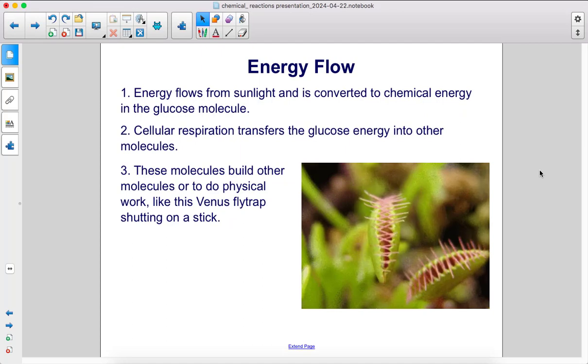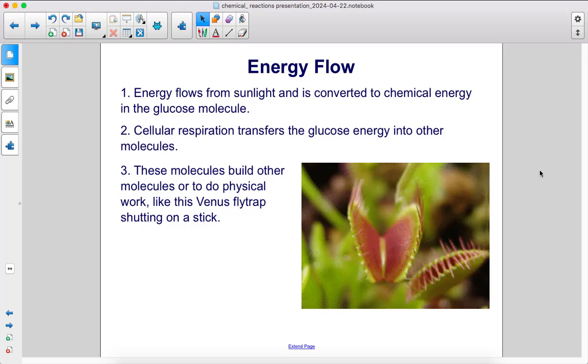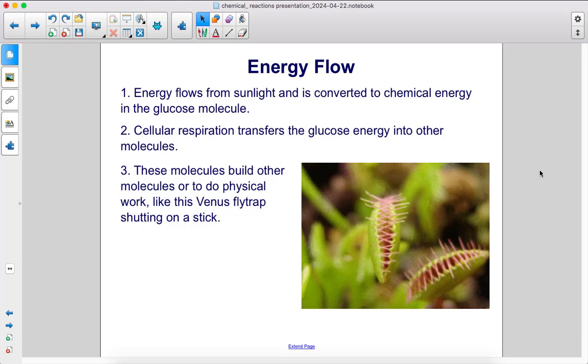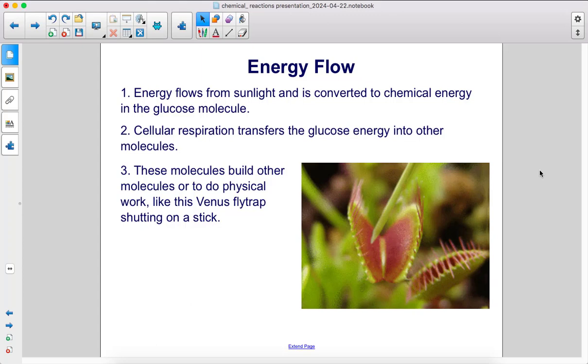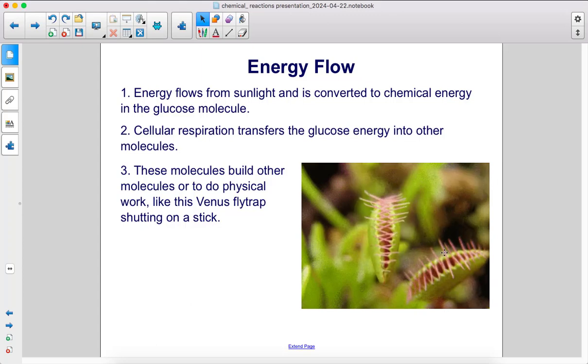Energy flows from sunlight and is converted to chemical energy in the glucose molecule. Cellular respiration transfers the glucose energy into other molecules. These molecules build other molecules or do physical work, like this Venus flytrap shutting on a stick.